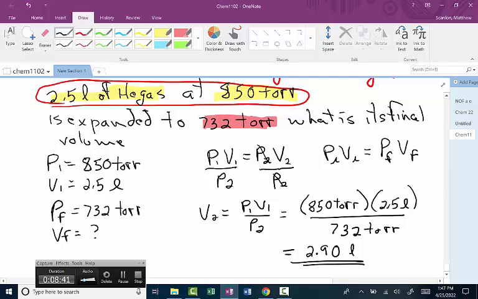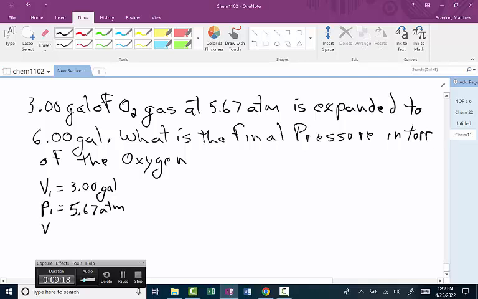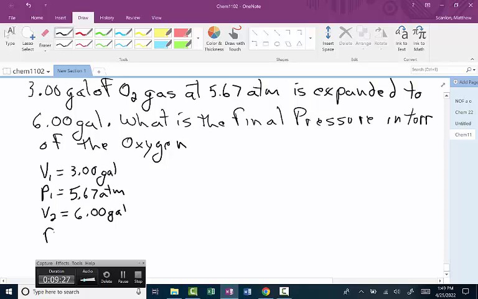All right, I'll do one more, a little bit harder. Here's my next problem. I have 3 gallons of oxygen gas at 5.67 atmospheres, and it's expanded to 6 gallons. What is the final pressure in torr of the oxygen? Once again, V1 equals 3.00 gallons, P1 equals 5.67 atmospheres, and V2, the final volume, is 6.00 gallons, and we want to know what the final pressure is.